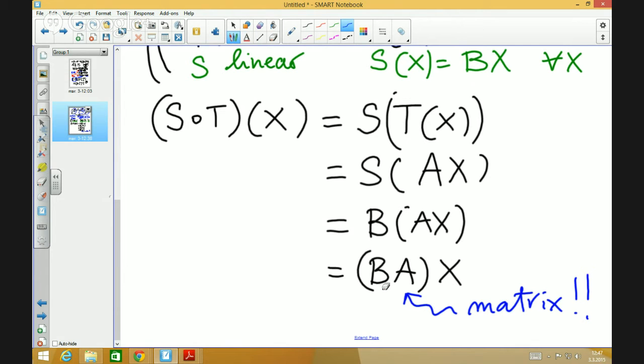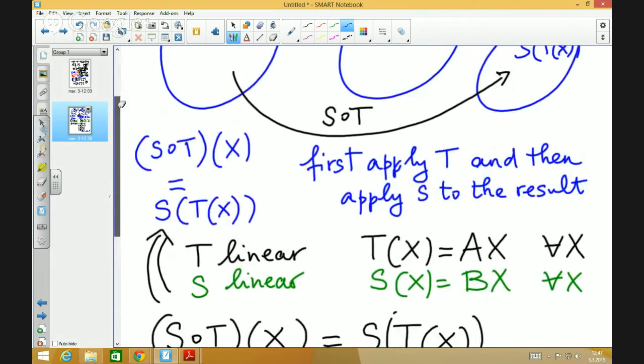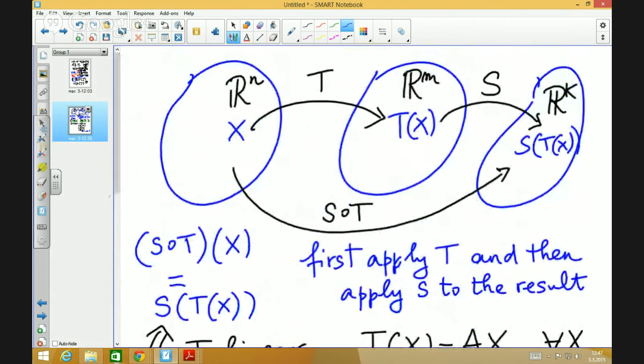So if we go back to the picture that I was drawing here, actually we could do exactly the same with matrices. Here we had our matrix A, here we have our matrix B. And this is nothing but A times X. This is nothing but B times A times X.